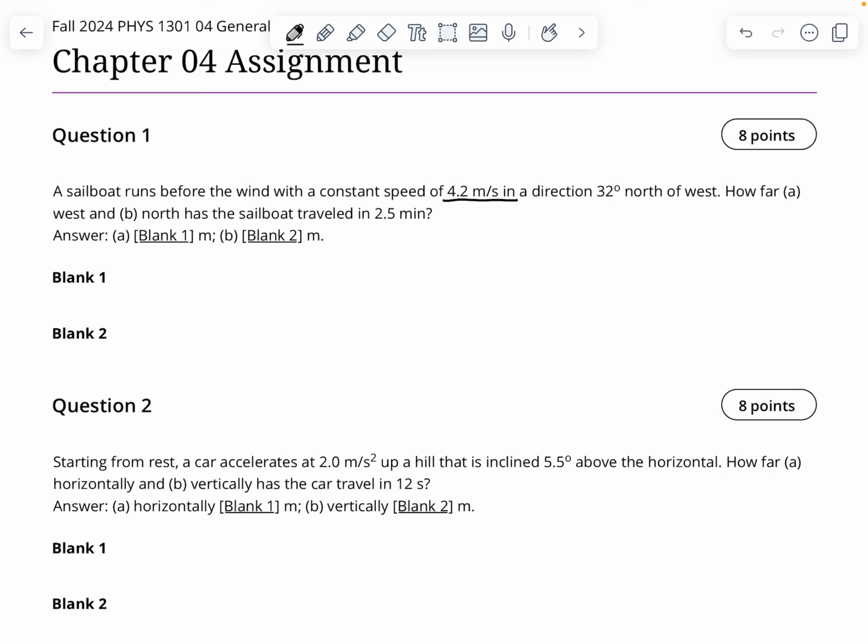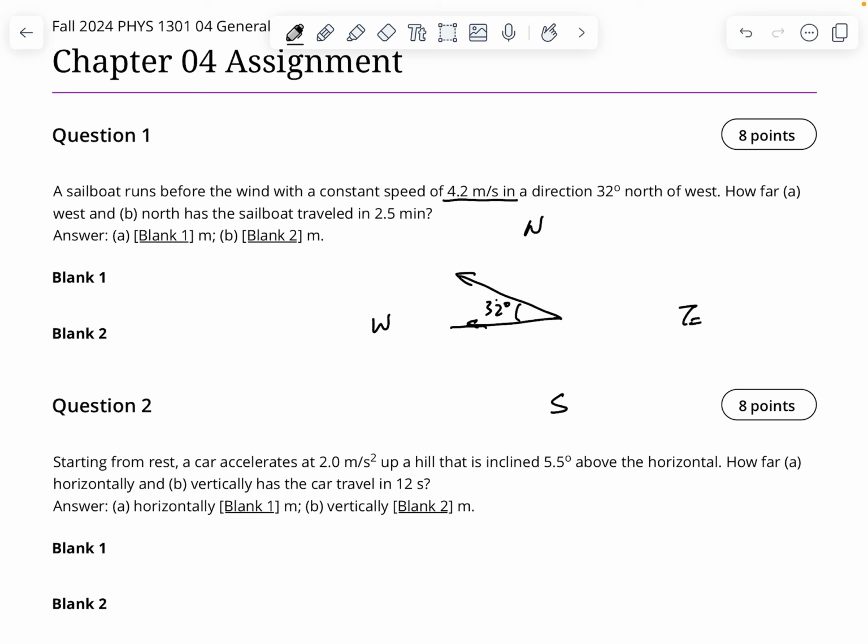Okay, so here is west, right? 32 north of west. So this is west, and this is north, east, west, right? So the 32 from the west is this direction. How far, A, west, and B, north, had the sailboat traveled in 2.5 minutes?